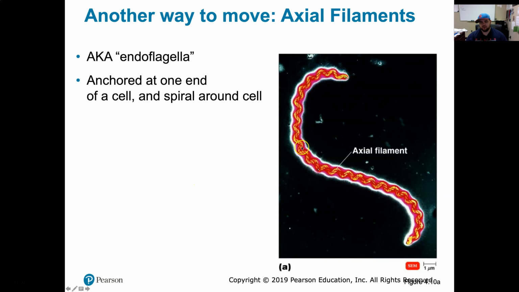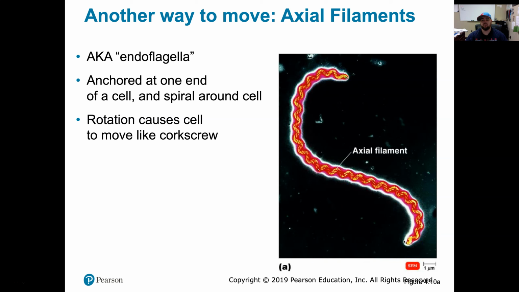This central filament, I know it's probably really hard to see, but there are two red lines in the middle of the yellow, and that's your central axial filament, or your axial filament. One end of the yellow endoflagella is anchored, and then it spins around the axial filament. It moves typically in a corkscrew fashion, which for some pathogens is really important because it allows them to burrow into our cells.